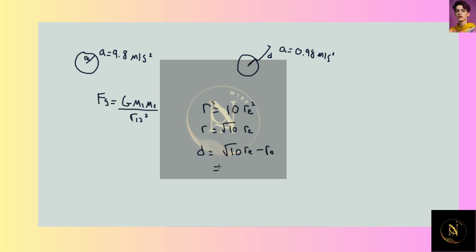We can simplify that a little bit if we want. So that looks like it will be the square root of 10 minus 1 times the radius of the Earth. And when we evaluate that, we should get 1.38 times 10 to the 7th meters. And there we go.